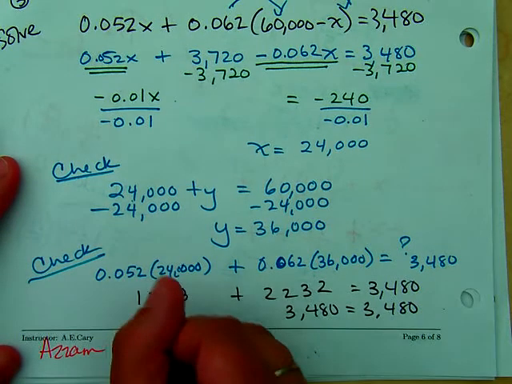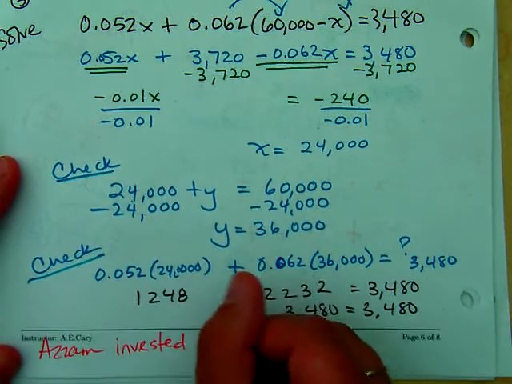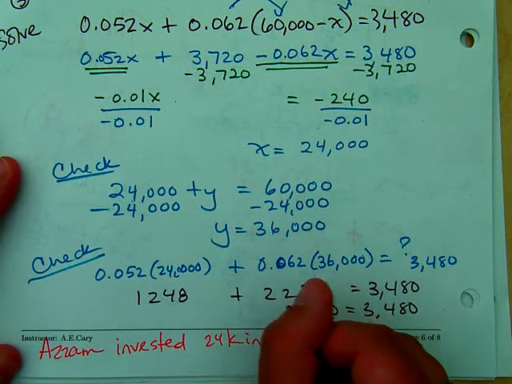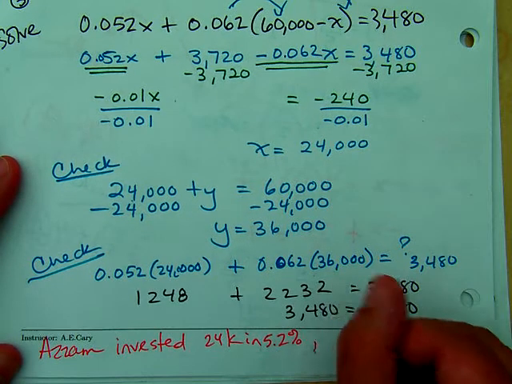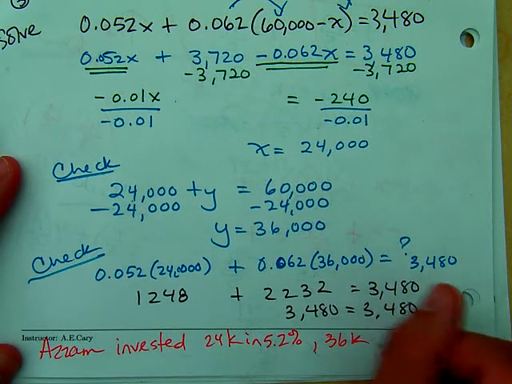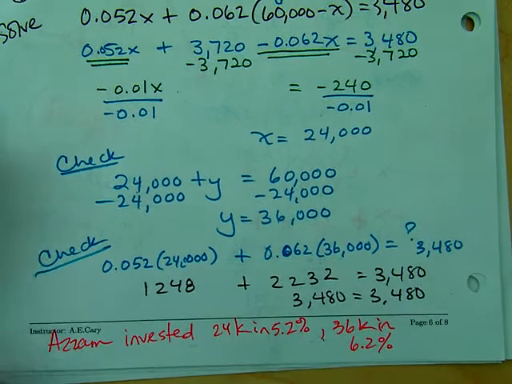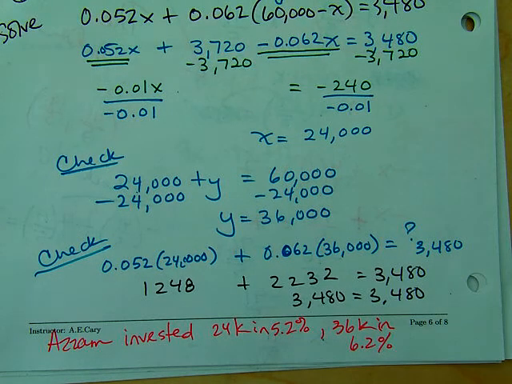Azam invested $24K in 5.2%, $36K in 6.2%. And you will flower it up. Flower up your answer so it's better. It sounds better than mine does.